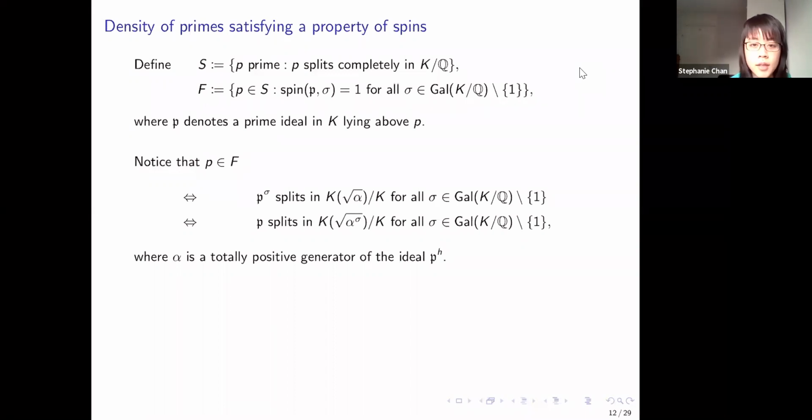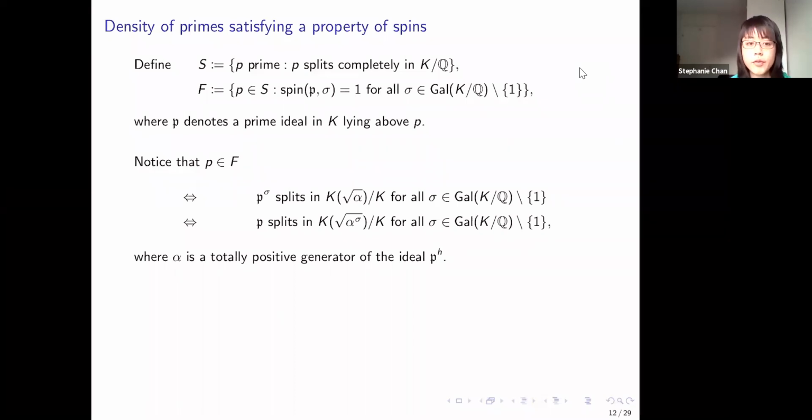So here, the way I've defined F, it doesn't depend on the choice of the ideal above P, because we're taking sigma over all non-trivial elements of the Galois group. So any ideal above P would work for this set.